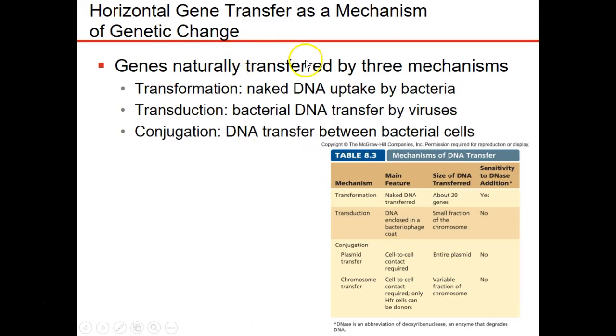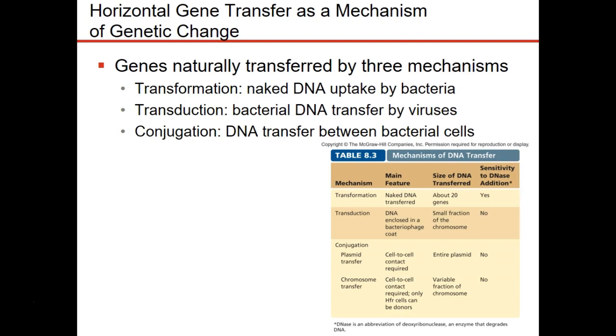So now let's talk about horizontal gene transfer. Genes can be transferred from one cell to another cell within the same generation via three processes. Either transformation, where we have one cell taking DNA from another cell as naked DNA within a solution. So this involves a dead cell that is leaking DNA and then a living cell that can take it in.